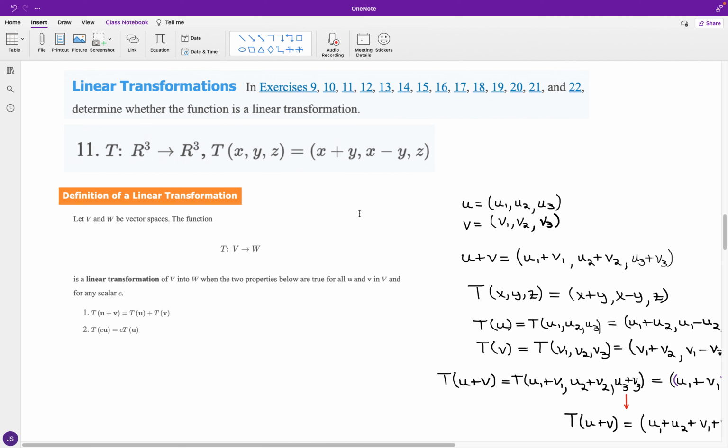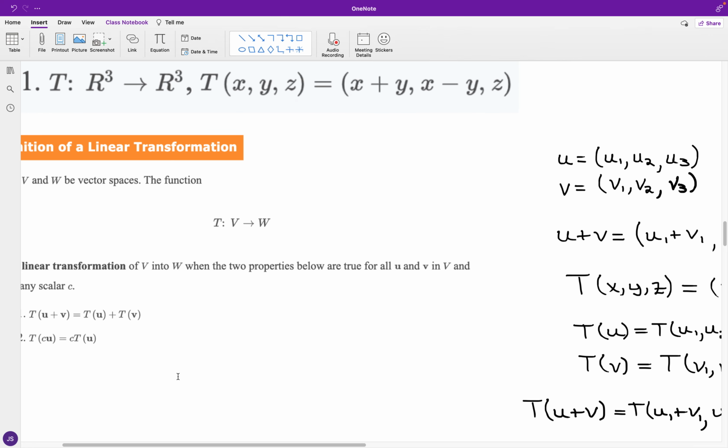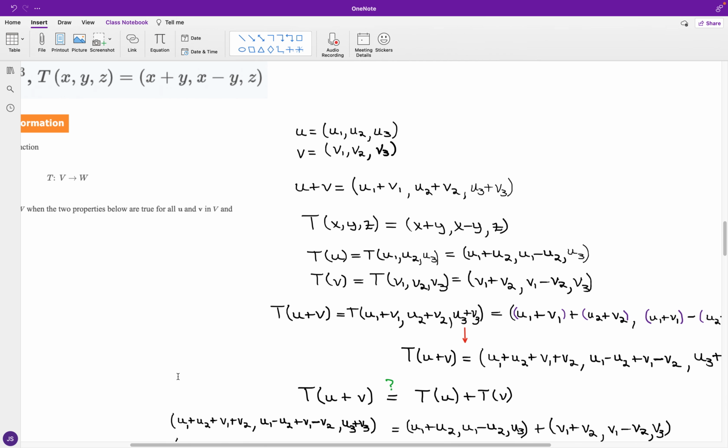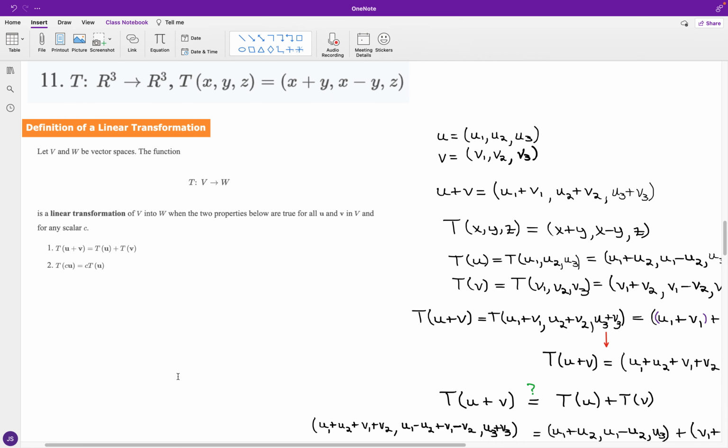And to determine whether this is a linear transformation or not, again, we have the characteristics that determine whether we have a linear transformation. You're looking at the transformation of the sum of the vectors u and v is equal to the sum of the transformations of the vectors, and also the transformation of the scalar multiple of u is equal to the scalar c times the transformation of vector u.